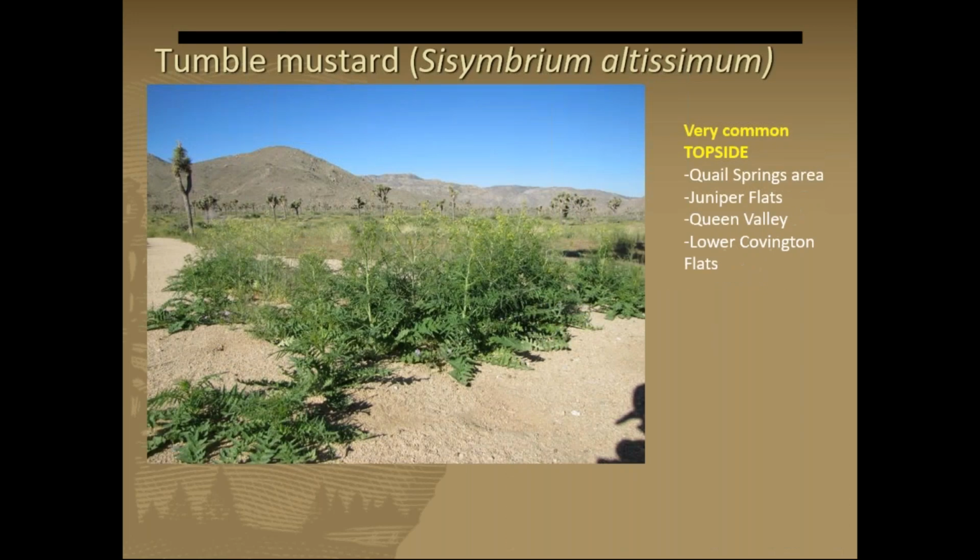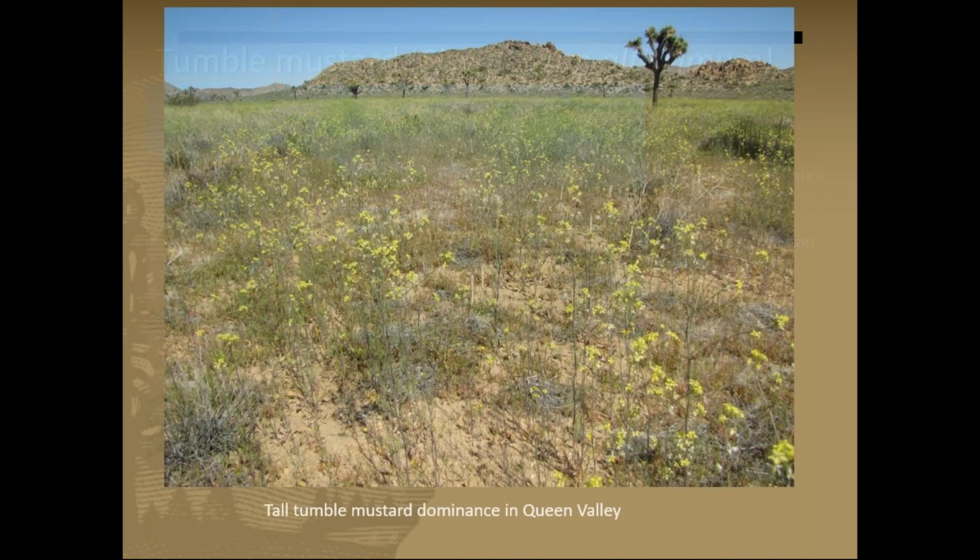Here's another patch of tall tumble mustard. It's called that because when it dries out, it breaks off and tumbles, just like a tumbleweed. It spreads that way. It's the seed spread. It's very, very abundant in topside. Quail Springs picnic area, in the old burn scars there, it's very, very common. Juniper Flats, Queen Valley, and there's some in Lower Covington Flats as well.